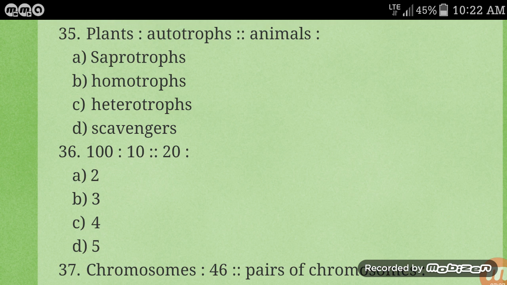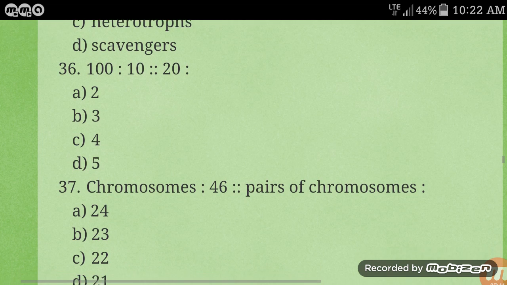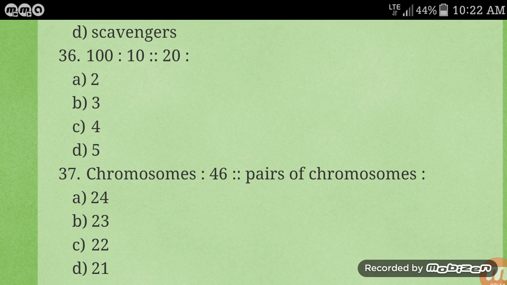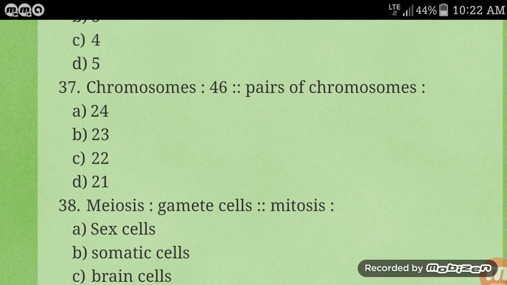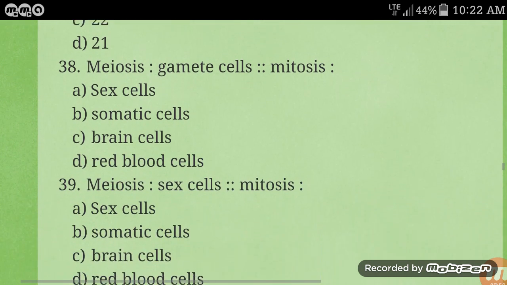Saprotrophs are living things that feed on dead things like mushrooms, vultures, those scavengers actually. Okay, 100 divided by 10 is 10, and then 20 divided by 10 is 2. Letter A. Chromosomes is 46. Pair of chromosomes, 23. Of course, 46 divided by 2. Pairs is 2, of course.